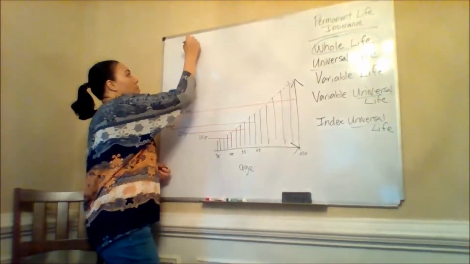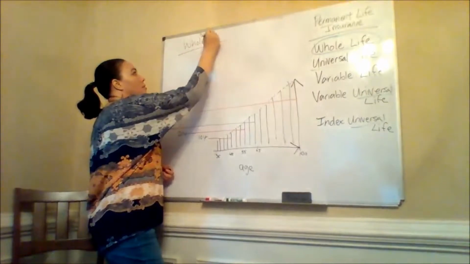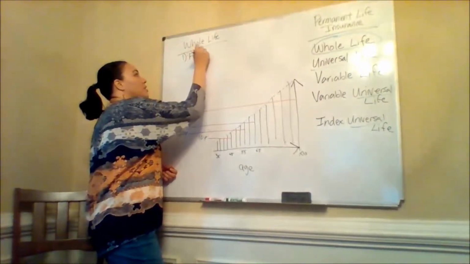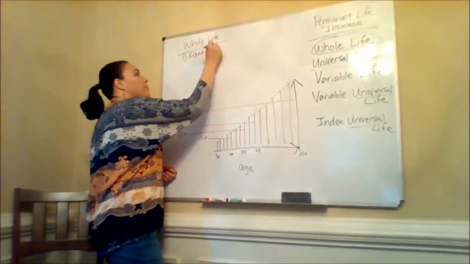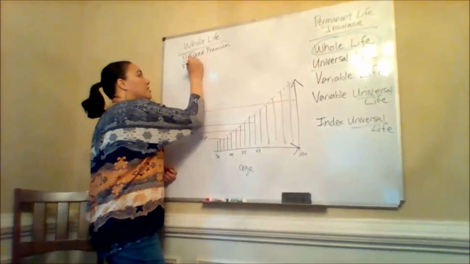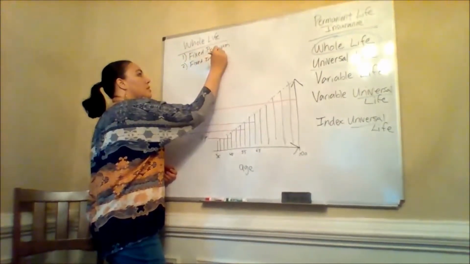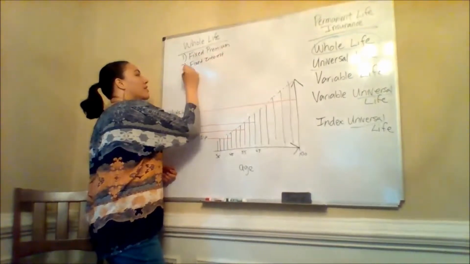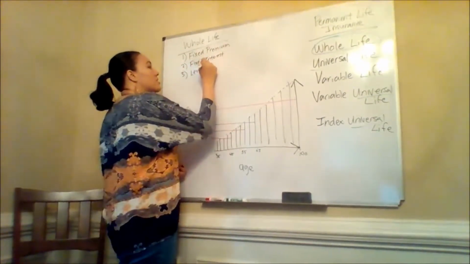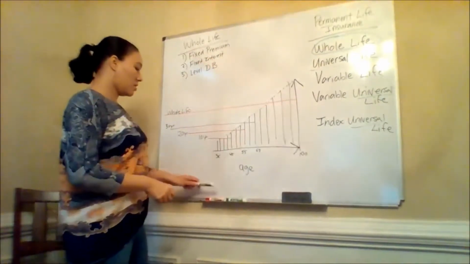So let's look at a couple of features of whole life. Okay, number one about whole life is you're talking about a fixed premium, 2, fixed interest, and 3, level, which is also fixed death benefit.